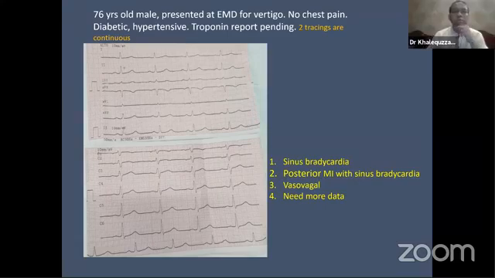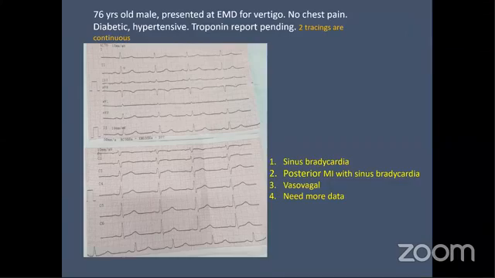On this ECG, firstly, there is no evidence of bradycardia. The rate is almost normal: 300, 300, 150, it is in between, around 70. So it's not sinus bradycardia. And there is no evidence of posterior extension because the R wave in V1 is normal.